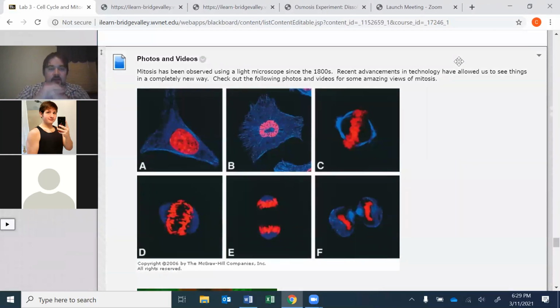And then here we've got advancements in technology where we can add fluorescent proteins that glow. And so we've got that going on there. And you can see, this is prophase here. C right there is metaphase. D is anaphase as it gets pulled apart. And then this right here would be telophase and the cell splitting.